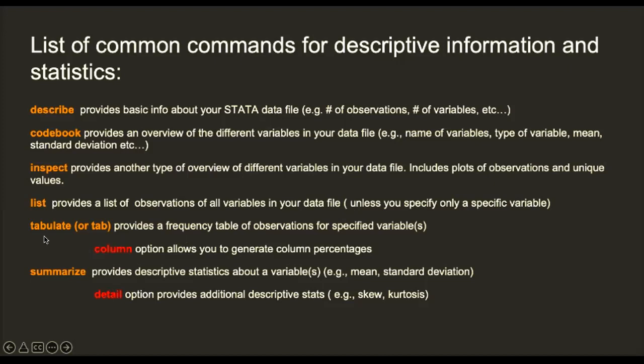And we've also got the tabulate or tab, either one you could use. It provides a frequency table of observations for your variable. And then you can also add the column option, and it allows you to generate column percentages. And lastly, we saw an example of this in the previous slide, the summarize command gives descriptive statistics, mean, standard deviation, and the detail option can give you some additional descriptive statistics.